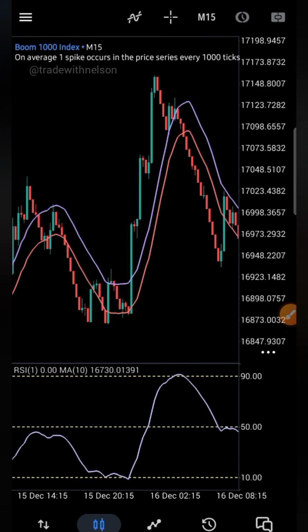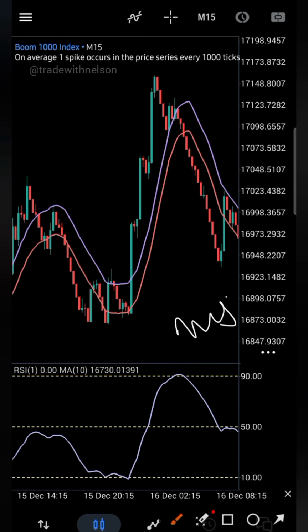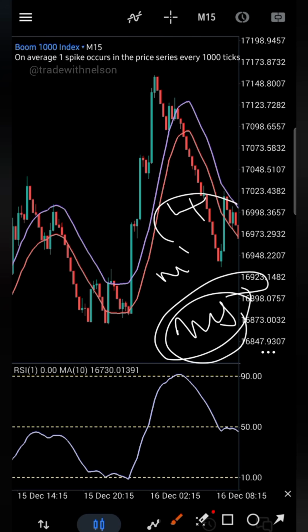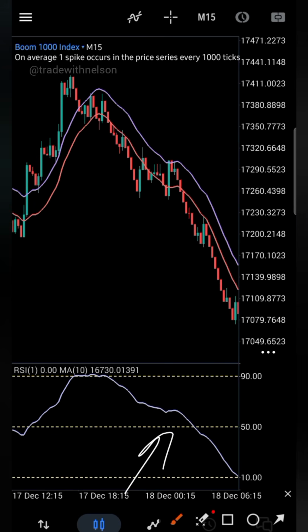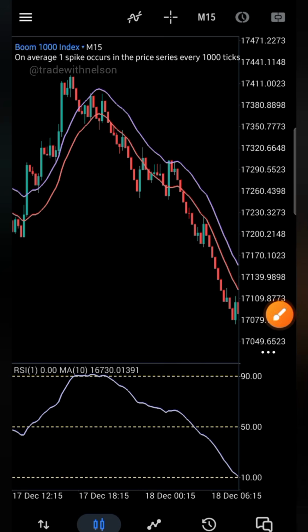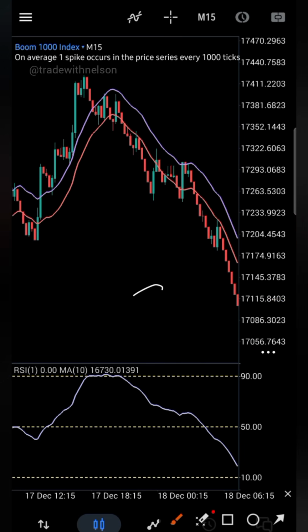So first, if you look carefully on my chart, this is the Boom 1000 market and this is the 15 minutes time frame. So in this strategy we are only using the 15 minutes time frame. We are not using the 1 minute, we are not using the daily, just the 15 minutes time frame. The good thing about this strategy is you can use it to buy and you can also use it to sell. If you look carefully on my chart, I have just 3 indicators.